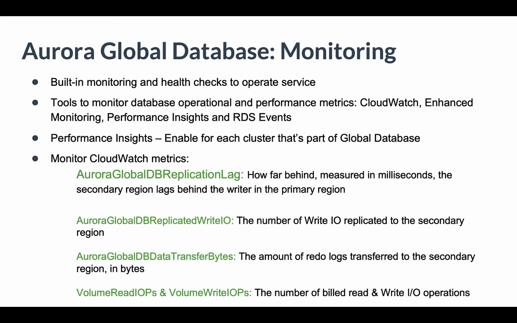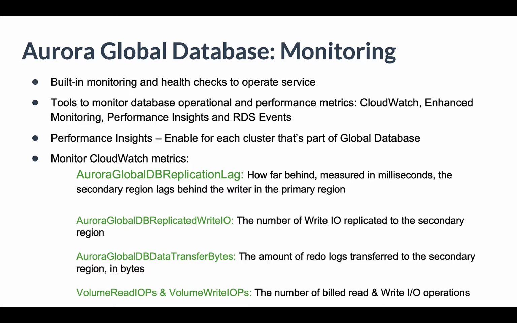From the monitoring side, Amazon Aurora is delivered as a managed service, so it has built-in monitoring and health checks to operate the service. It also provides tools to monitor database operations and performance metrics like CloudWatch, enhanced monitoring, performance insights, and RDS events. From your side, you have to set the workload, appropriate thresholds, and configure alarms and notifications based on monitoring metrics. You also have capabilities to enable and configure desired database logs like CloudWatch logs, general logs, and audit logs.